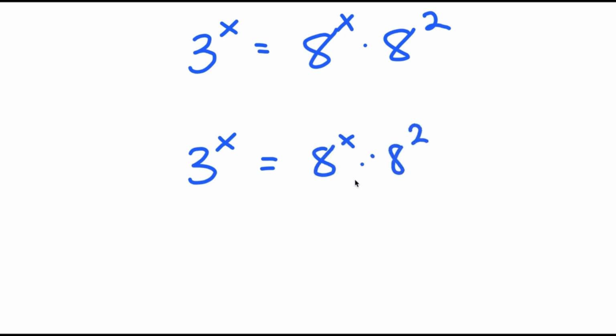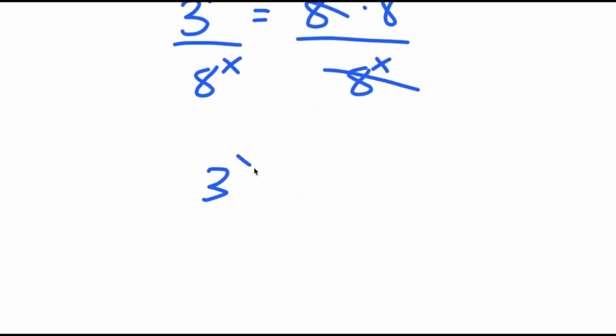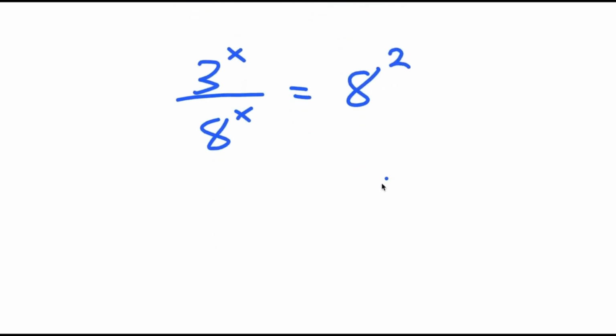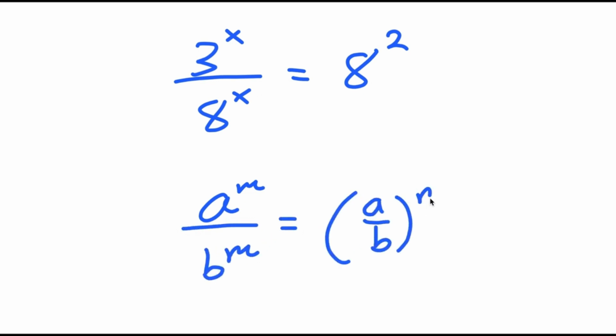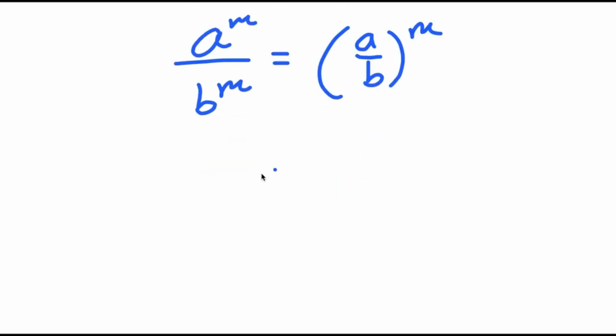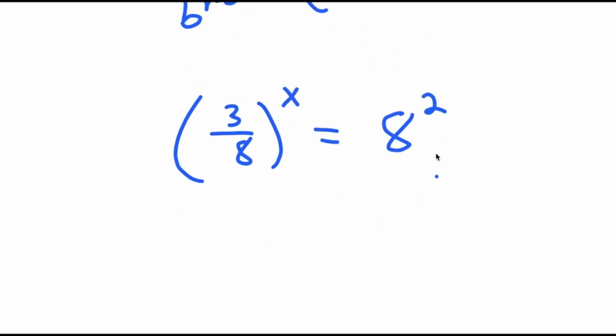From here, I'm going to divide both sides by a to the power of x. So these two cancel out, and I get 3 to the power of x over a to the power of x is equal to a to the power of 2. Now, if I have something in the form a to the power of m over b to the power of m, this is equal to a over b to the power of m. So 3 to the power of x over a to the power of x turns into 3 over 8 to the power of x, which is equal to a to the power of 2, or 64.